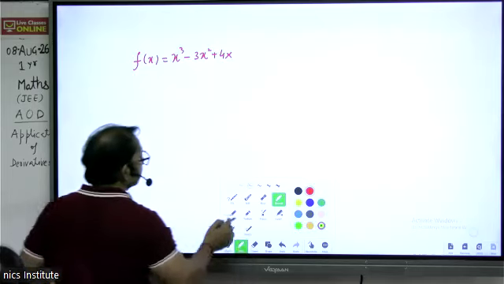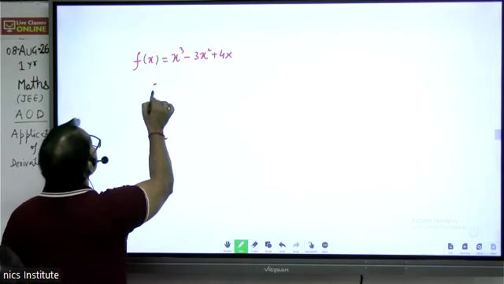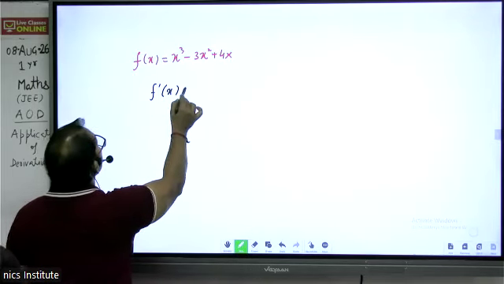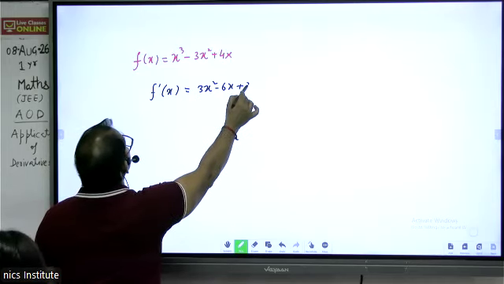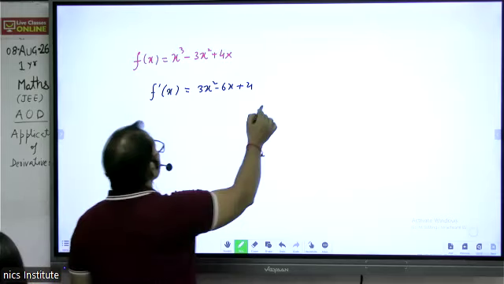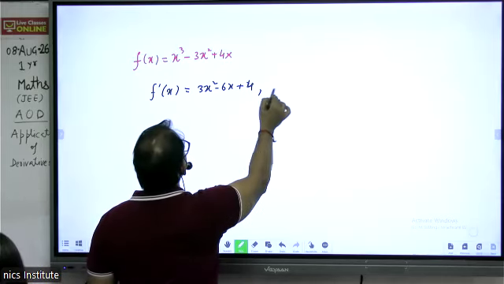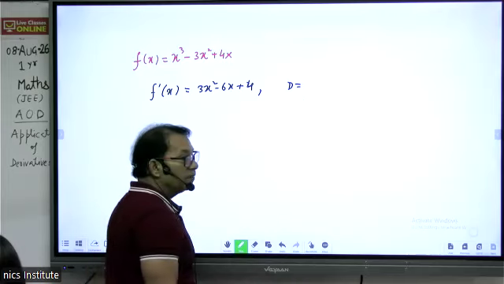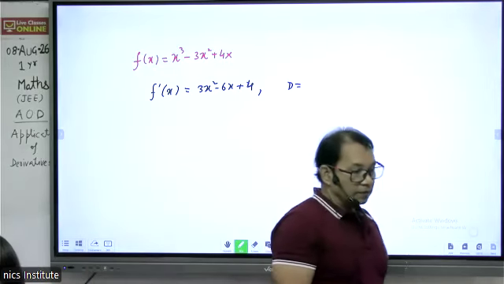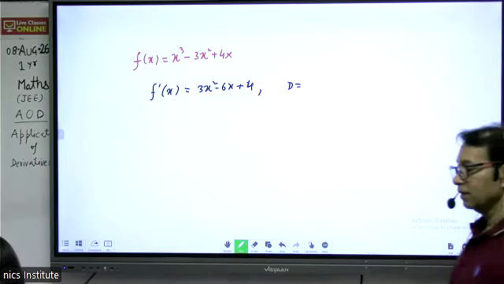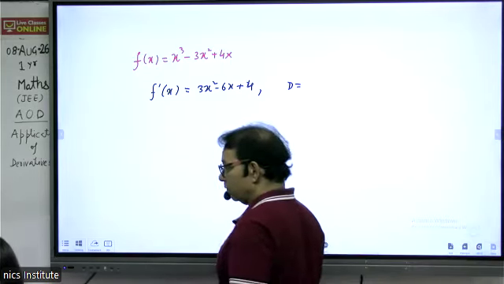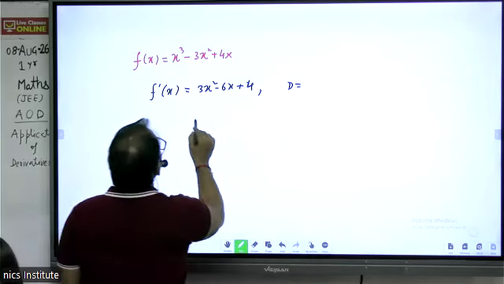So if you differentiate this, you get 3x square minus 6x plus 4. Middle term split is not possible. So what do you do? Find D. Use D method. The moment D is negative, it means it will not be 0. It will not be 0.